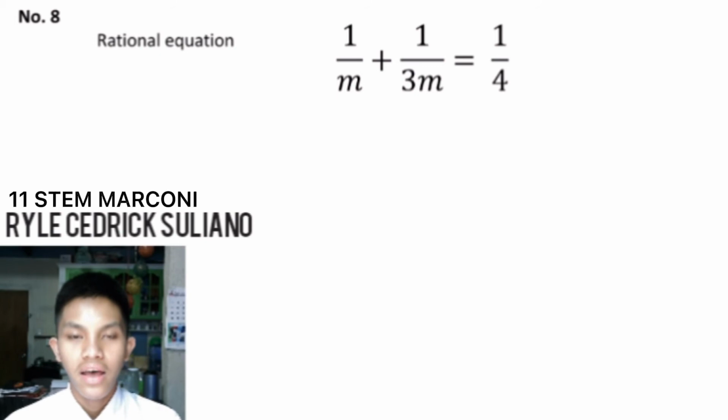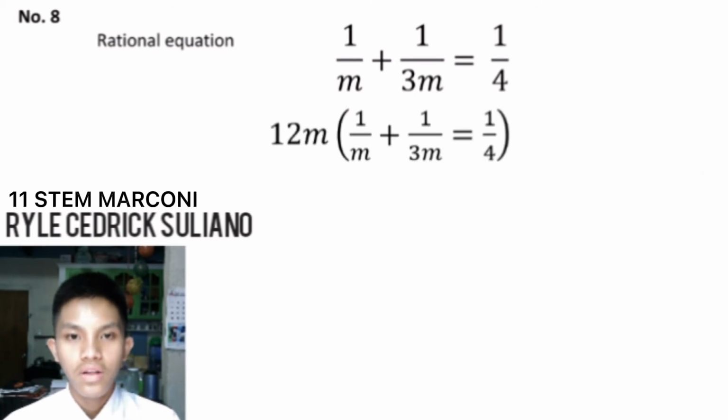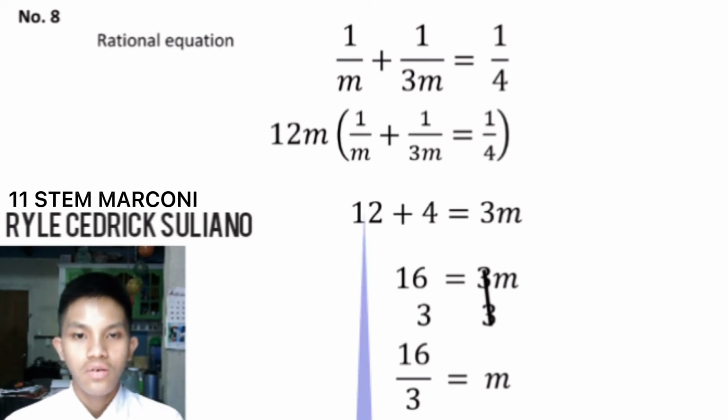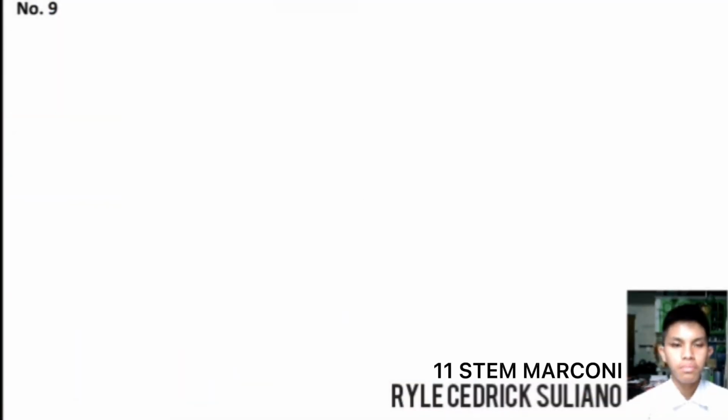Now let's take the LCD. LCD is 12m. Now multiply 12m to every term. It will result to 12 plus 4 is equal to 3m. Add 12 plus 4 is equal to 16. We have now 16 is equal to 3m. Divide both sides by 3. Cancel, and now we have 16 over 3. m is equal to 16 over 3. Therefore, we can say that it would take 16 over 3 days for Mike to do the repainting alone.